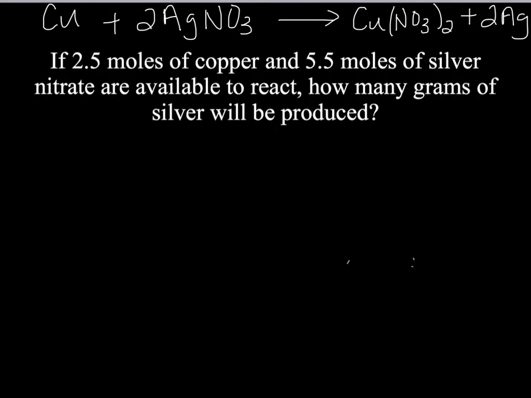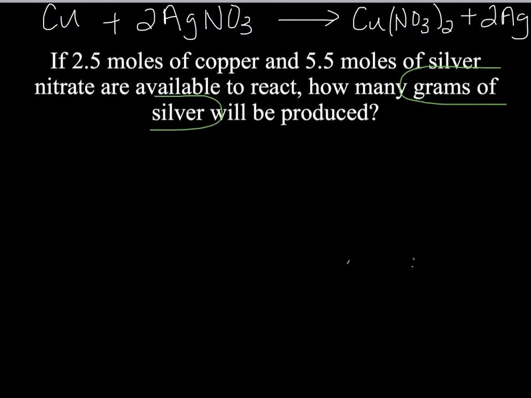In this video, I'm going to show you a limiting reactants problem. So here's the question. If 2.5 moles of copper and 5.5 moles of silver nitrate are available to react, how many grams of silver will be produced? So the first question you ask yourself is, what is the problem asking for? The problem is asking for how many grams of silver. So we know we need to convert to grams of silver.